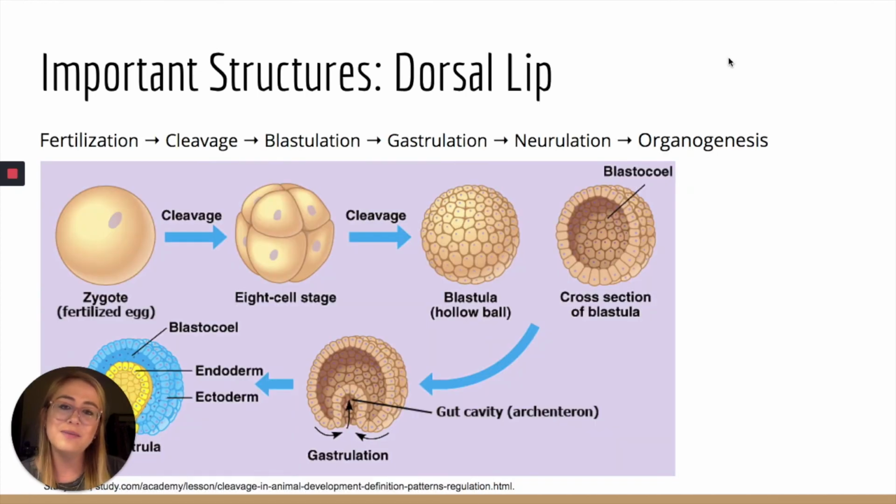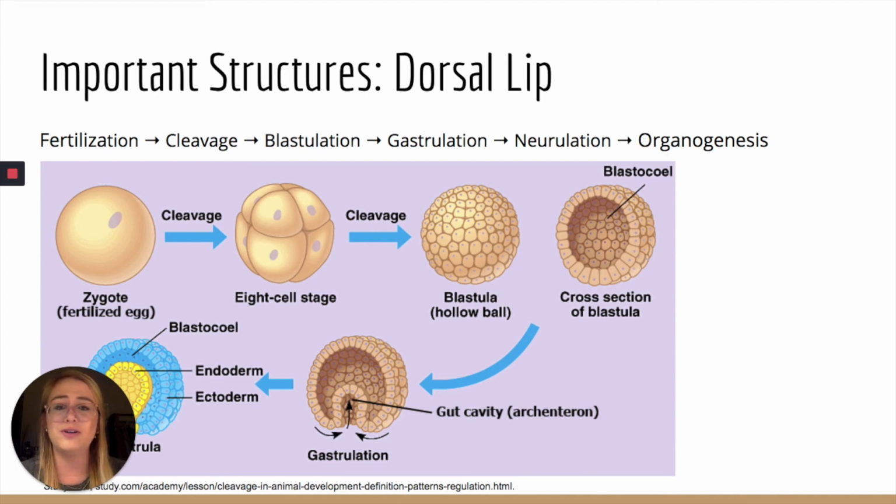Okay, so the last important structure that we're going to talk about is the dorsal lip. And just to orient you kind of where we are, this is once we've gone through fertilization, we've gone through holoblastic cleavage, and we're beginning to go through blastulation. So basically, we're at the stage of a blastocyst. And if you recall from human embryology, there's a very important structure in the blastocyst that determines where gastrulation, or formation of the 3 germ layers, is going to occur.